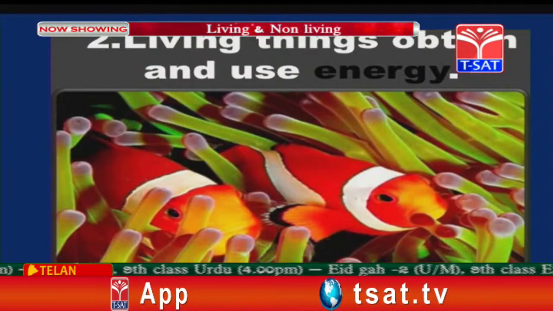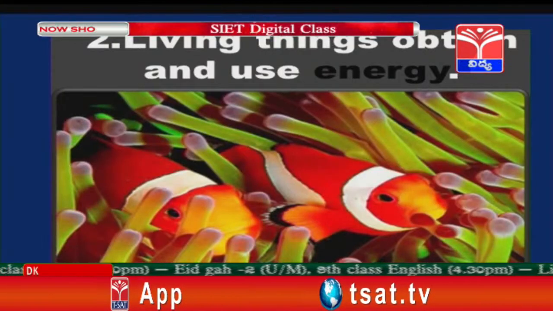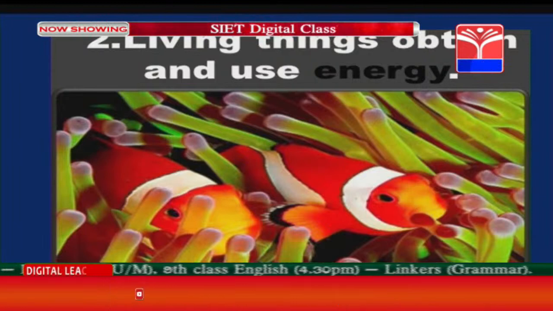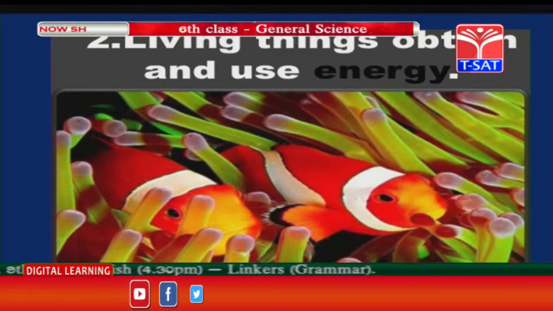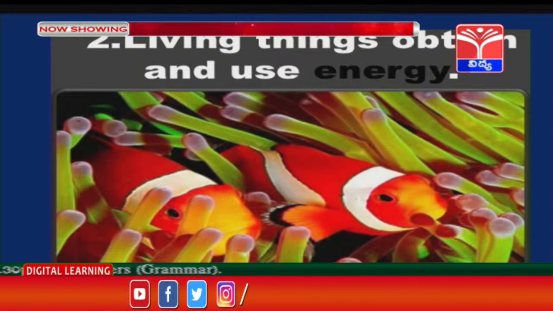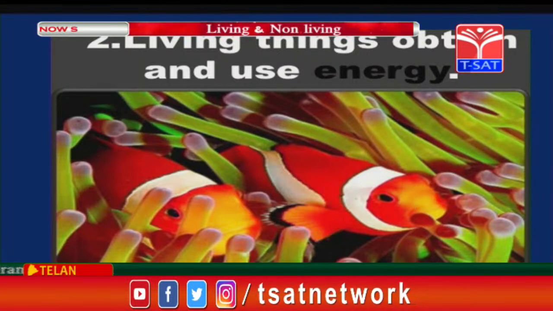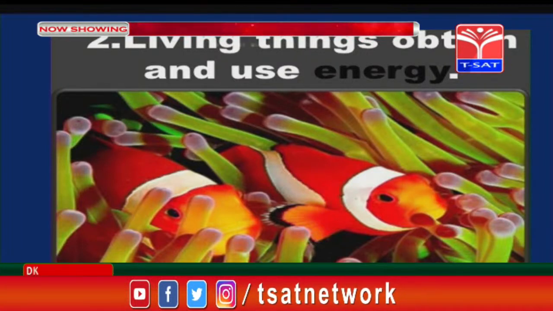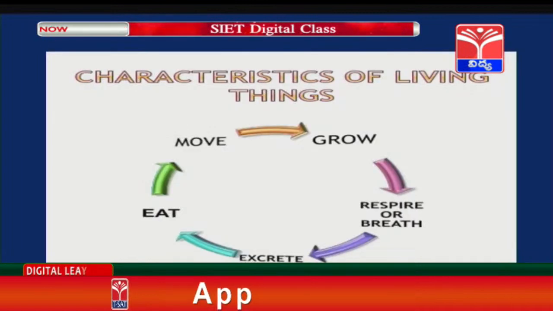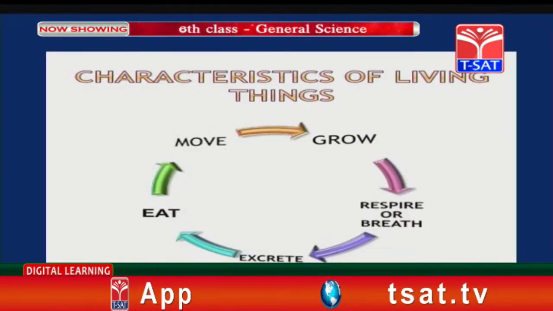See here, what are the characteristic features of the living things? They obtain and they use energy. The living things, different types of living things, will be obtaining and as well as using the energy in the form of food. Understood? So, these are the characteristics of living things.